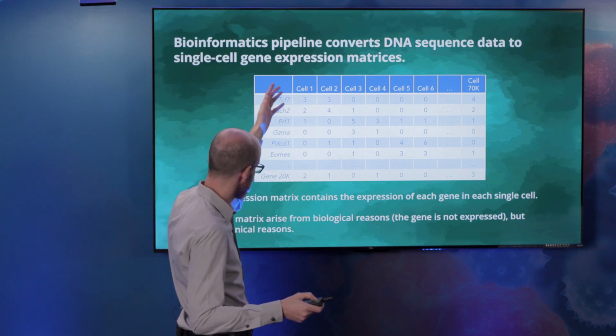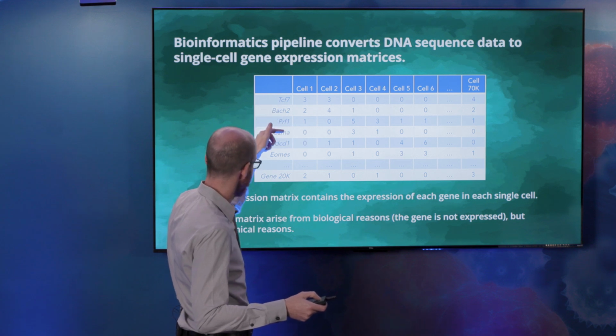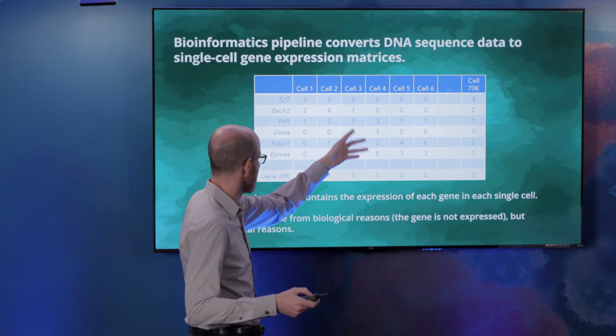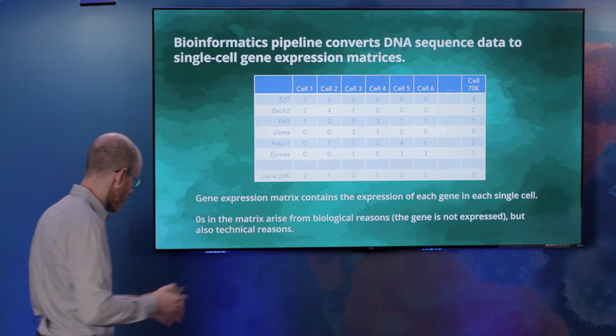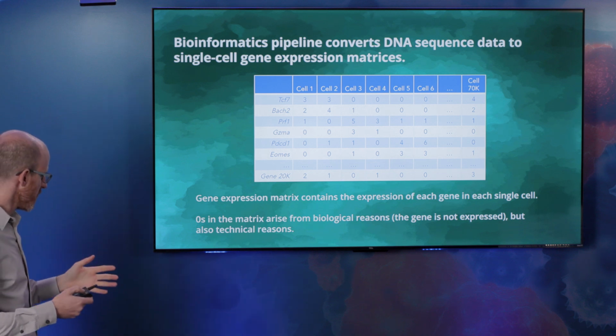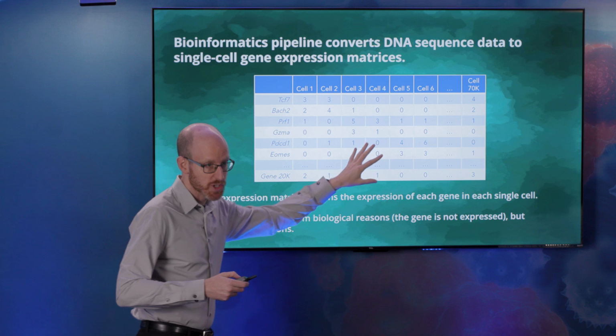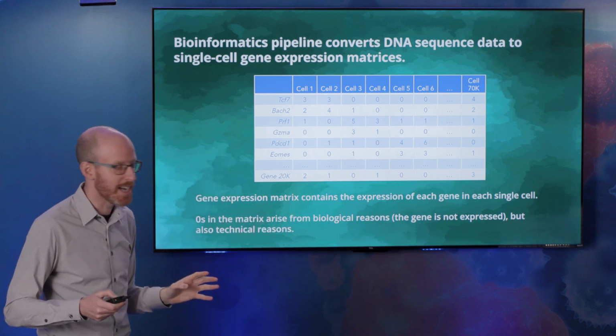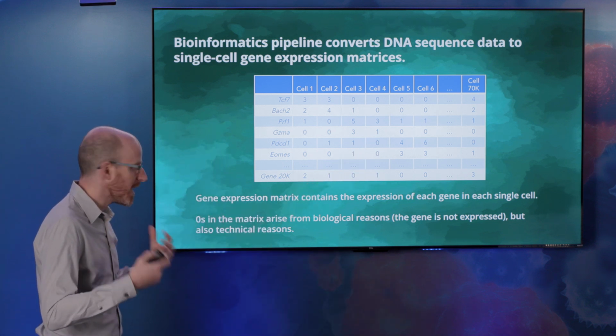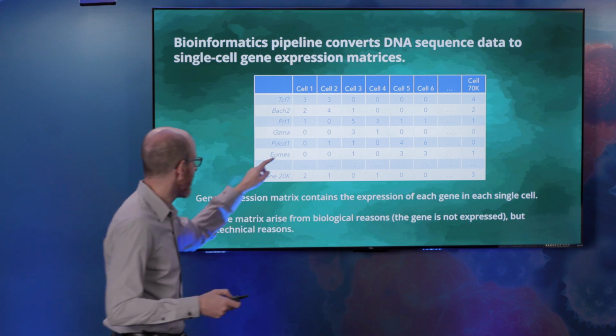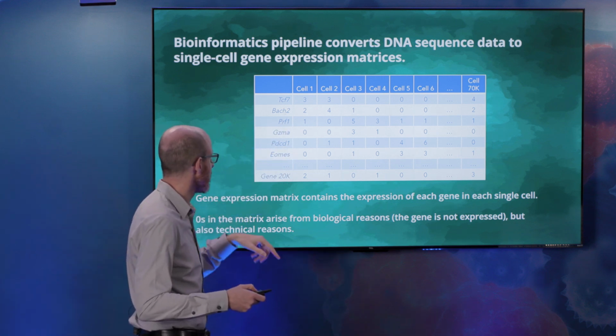So TCF7 expressed at level 3 in cell 1, GZMA expressed at level 0 in cell 1, but level 3 in cell 3, and so forth. What you notice in this matrix is that there are many zeros, actually. And this is not a surprise because there are many biological reasons why a gene would be at level 0 in a cell.